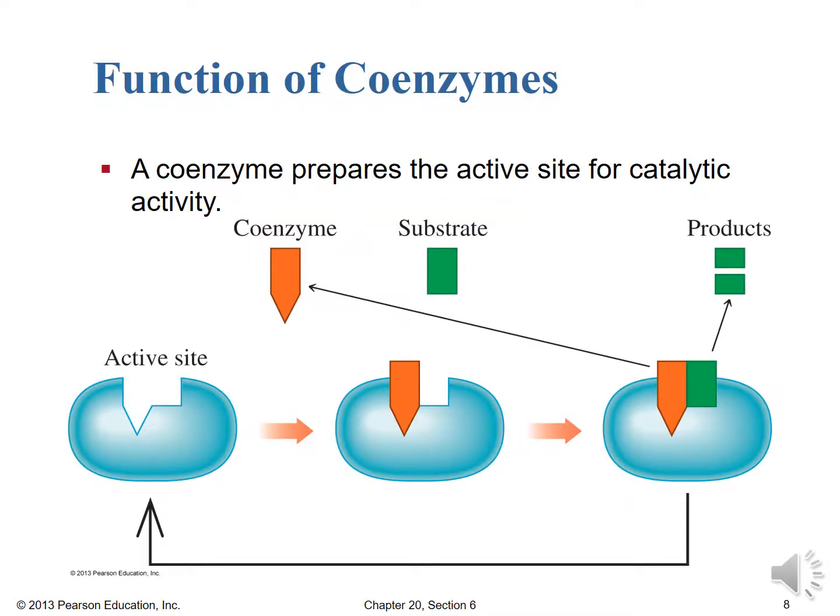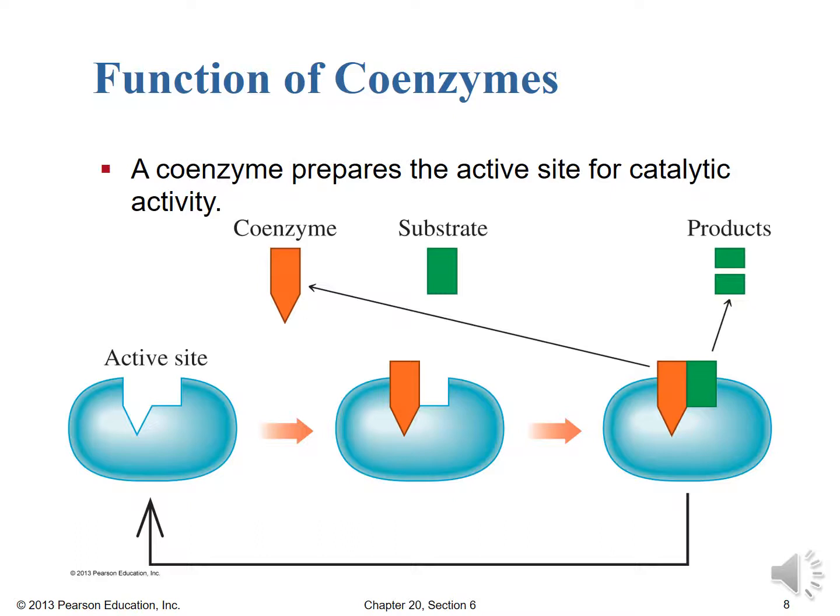So here we see a cartoon showing that function of coenzymes. So a coenzyme prepares the active site for catalytic activity. So you see our active site initially at the extreme left doesn't really look ready for the substrate. Once the coenzyme fits into the left-hand side of that active site, now it looks much better in terms of that lock and key type model, able to accept the substrate and then release those products after the substrate has been acted on, catalyzed to undergo whatever reaction that particular enzyme catalyzes.